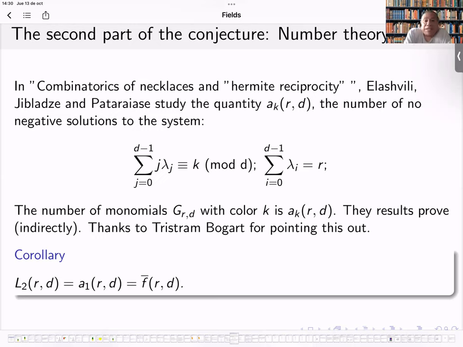And you can check that precisely the number of monomials in our graph with color K is precisely that number of non-negative solutions. So they proved it indirectly, and this was pointed out by Tristan Bogart, that this L2RD is actually F bar RD. And you can prove more, that it's actually the size of the class with color one.